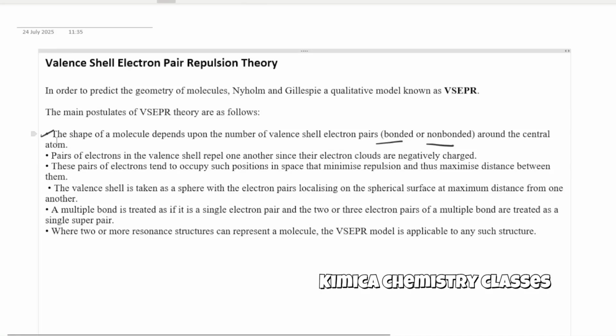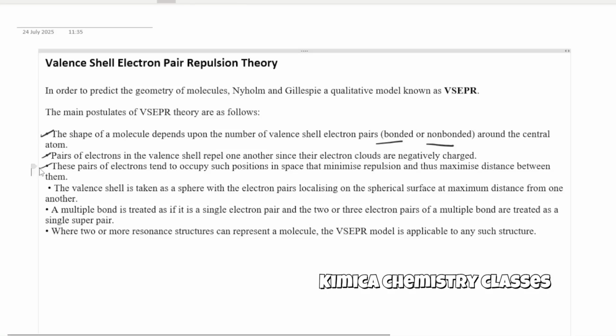Second postulate is the pairs of electrons in the valence shell repel one another since the electron clouds are negatively charged. Each pair of electrons is negatively charged and like charges repel, right? So electron pairs try to stay as far apart as possible. This repulsion is the driving force that shapes molecular geometry.